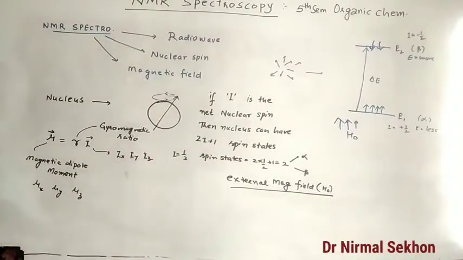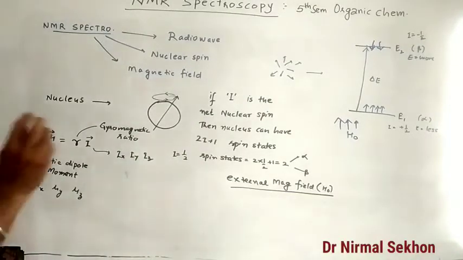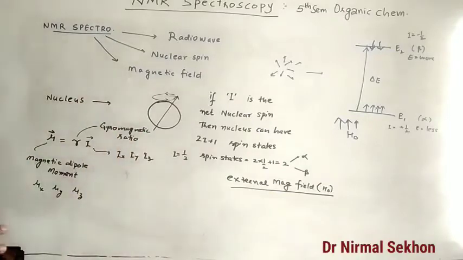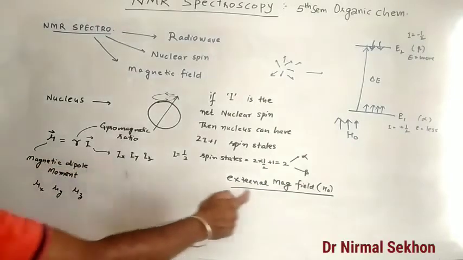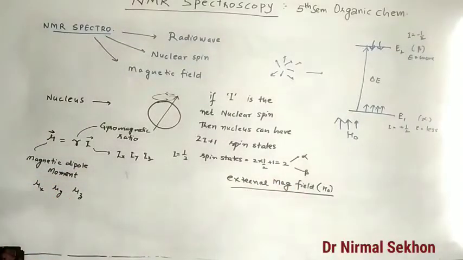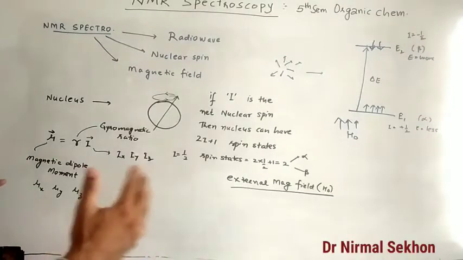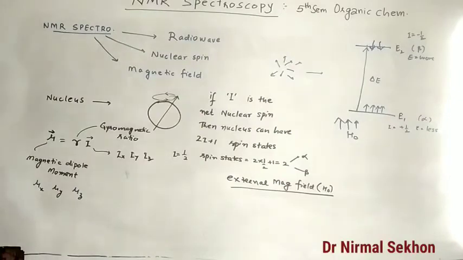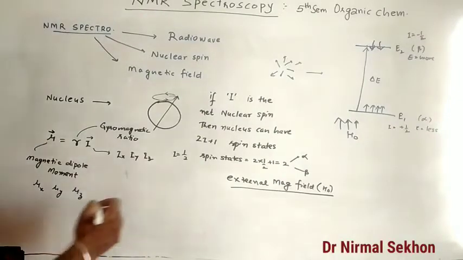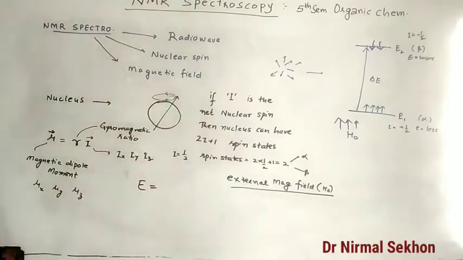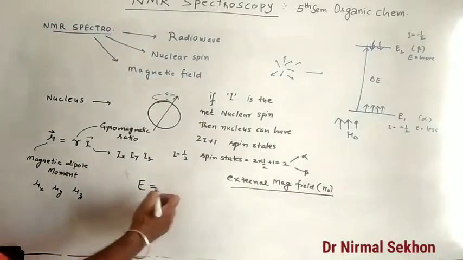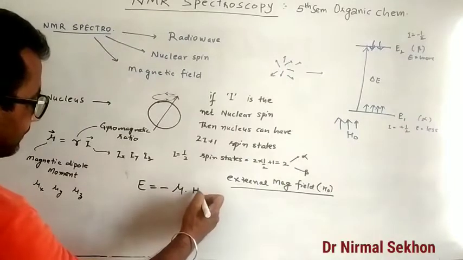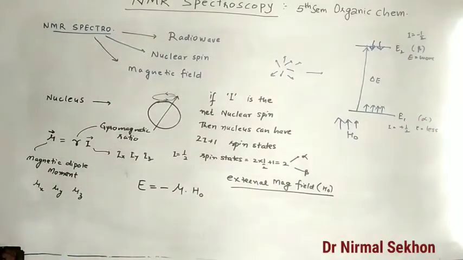The nucleus, which is present at the center of the atom, has a proton, and the proton has its own magnetic moment. That magnetic moment interacts with the external magnetic field. When we apply the external magnetic field from the x-axis, y-axis or z-axis, it interacts with that magnetic field, and then the energy of interaction E is written as minus mu dot H naught. This is a dot product.